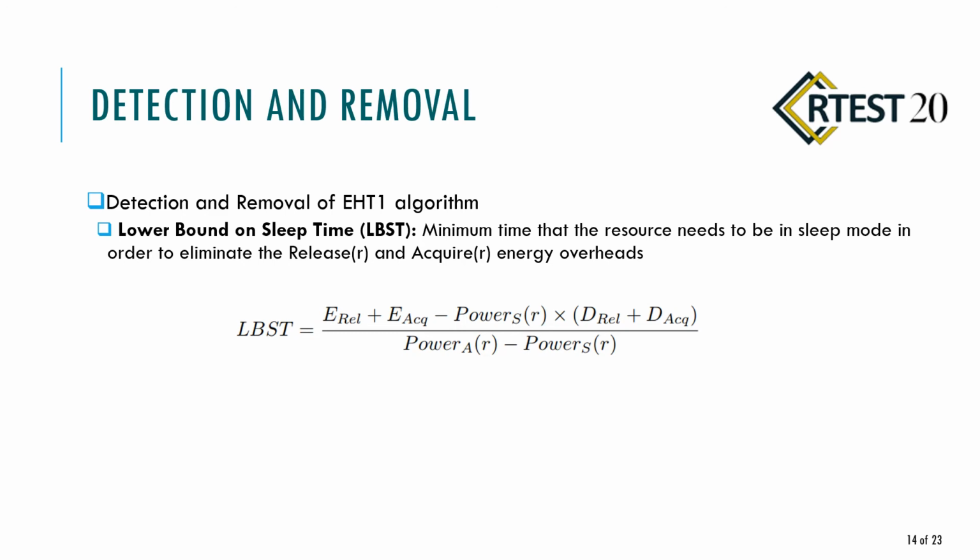Before explaining the algorithm for removing EHT1, we first find the minimum time that the resource needs to be in sleep mode in order to eliminate the energy overheads of release and acquire operations. We call this time the lower bound on sleep time, or LBST. The energy of staying in active mode for LBST must be equal to the energies of releasing the resource, staying in sleep mode, and reacquiring the resource again. Based on the parameters defined in previous slides and some simple algebraic manipulation, we will have LBST as follows.